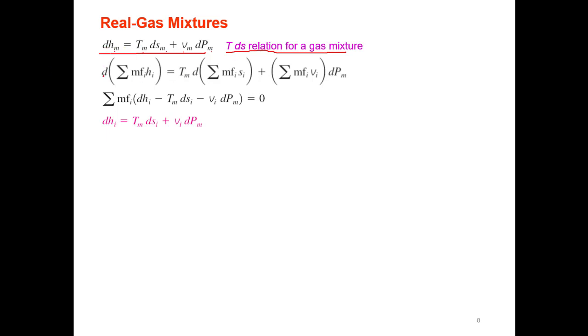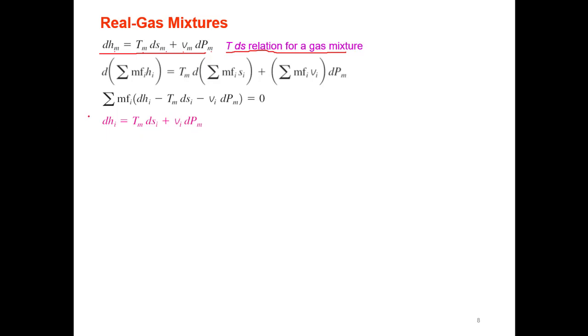Let's say the differential d is outside, and instead of HM we can put the sum of MFi Hi. Similarly, for SM we can put the sum of MFi Si. Similarly, for VM we can put the sum of MFi Vi, right? And this sum of MFi is common, outside, and inside will be dHi minus Tm dSi minus Vi dPm, which is equal to 0. So this is again equal to 0. So dH is equal to Tm dS plus V dPm.